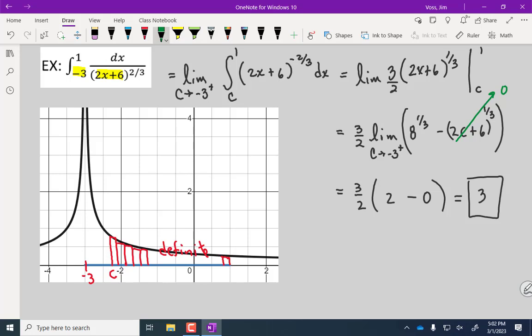The limit of a constant is what is it? The limit of a constant is itself. It's just itself. So 8 to the 1/3, the third root of 8, is 2. So the limit of a constant is itself.